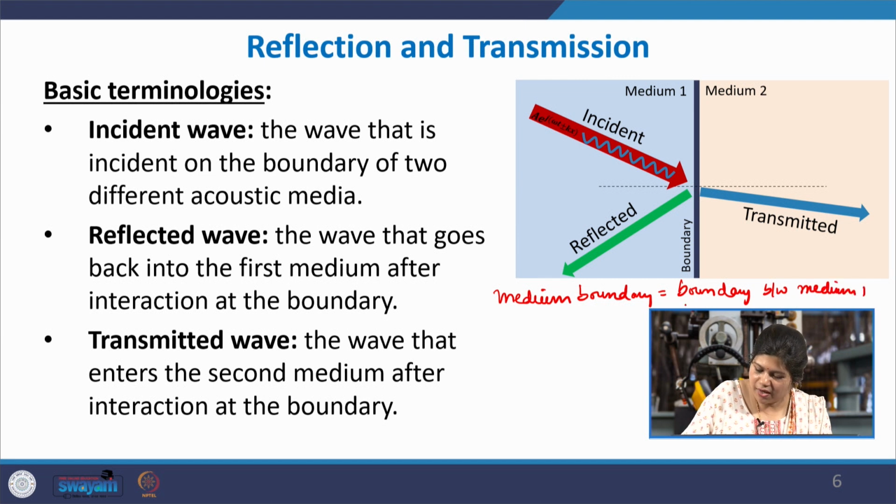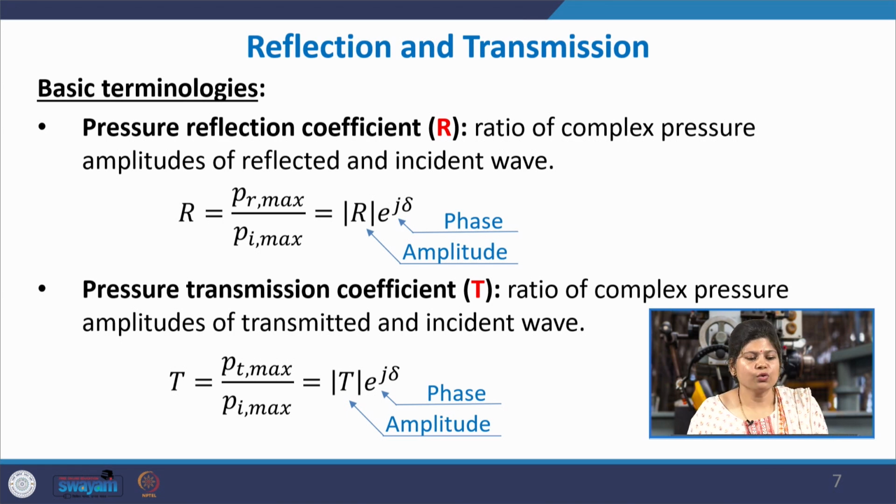Acoustic medium 1 and medium 2. Fine. So, the incident wave is the wave that is incident on that boundary. The reflected wave is the one that, after incidence, gets back into the first medium after its interaction at the boundary, and the transmitted wave is the one which, after the interaction, enters into the different medium, or the second medium. Okay. Incident, reflected, transmitted. So, then what should be the pressure reflection coefficient?